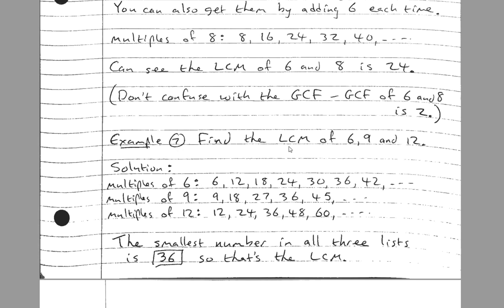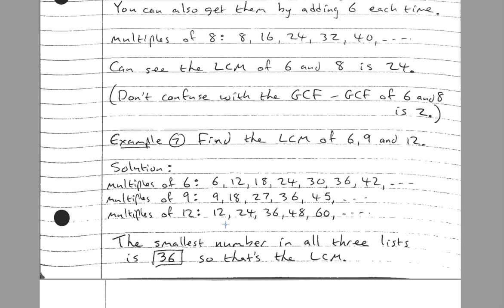Example 7: find the least common multiple of these three numbers. Okay, so if the numbers are small, you can definitely do it this way. Just make a list of all the multiples. We saw 6 already. 9, multiples of 9. Multiples of 12. And then maybe start with the biggest number's multiples and look to see if it appears in the other lists.